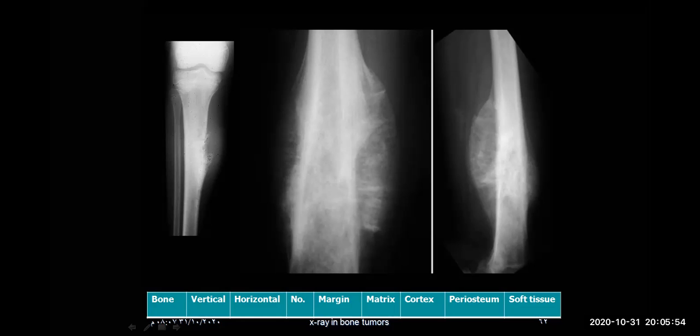This is what is known as systematic reading of X-ray. If you follow this diagram, you will not miss anything. This is how to be systematic. The longitudinal axis, the horizontal axis, the number of lesions, is it multiple or solitary, the margin, the matrix, the cortex. Cortex, is it scalloped? Is there ballooning, thickening, thinning, or a breach? This is what is in the cortical situation. Then the periosteum and soft tissue.